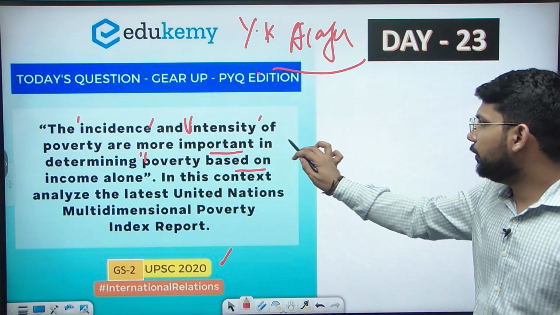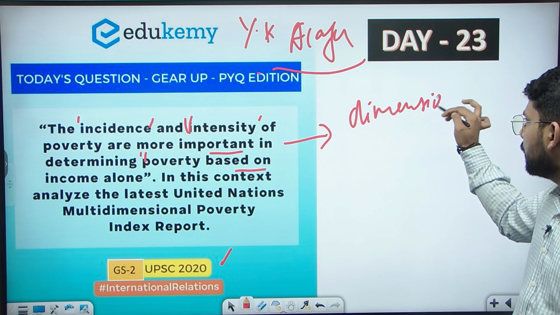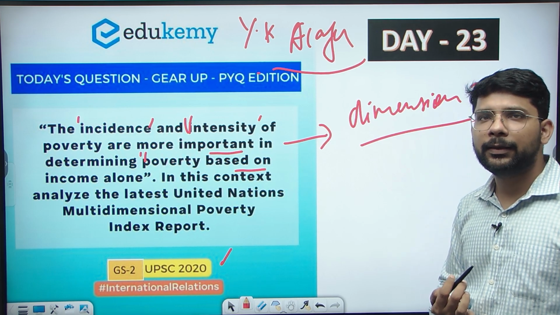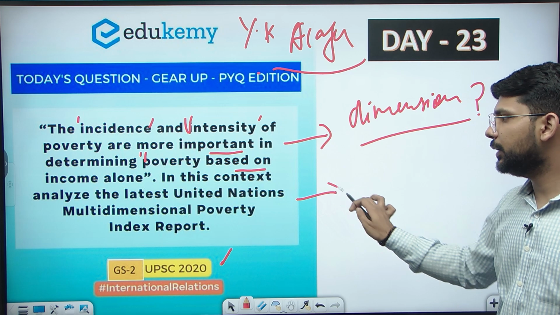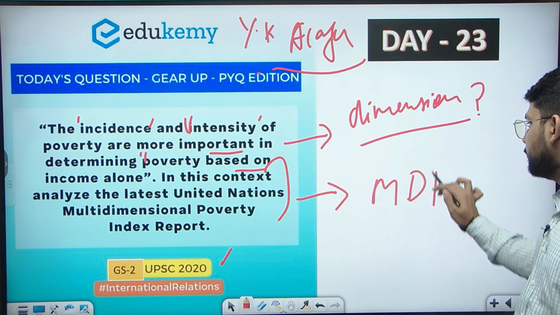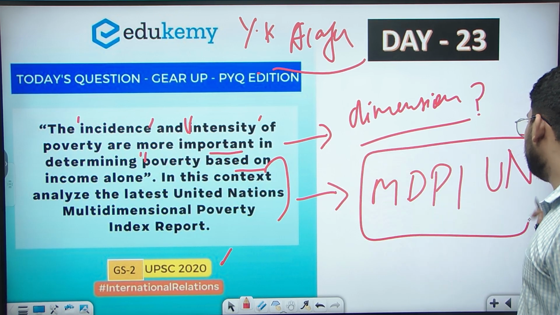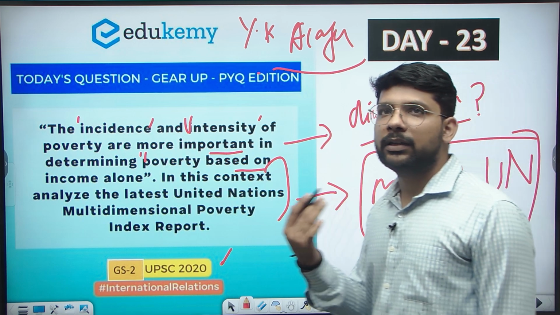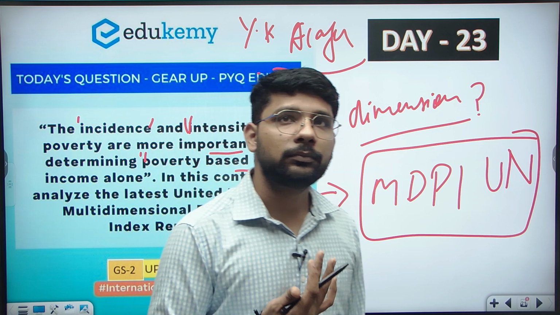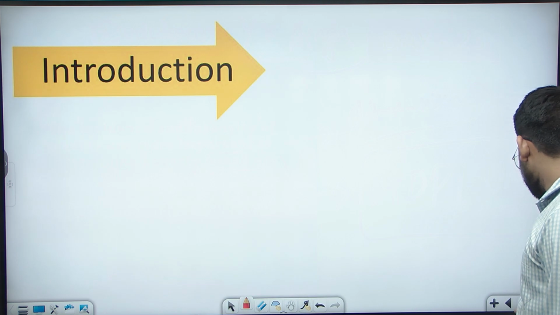In the body, we will write about the dimensions, how we can determine the incidence and intensity of poverty. Then in the second part of the body, we will write about the United Nations Multidimensional Poverty Index, how the UN MPI determines poverty, and what the lacunae in the index are. So we will discuss all these things in this question. Let's come to the first body part.